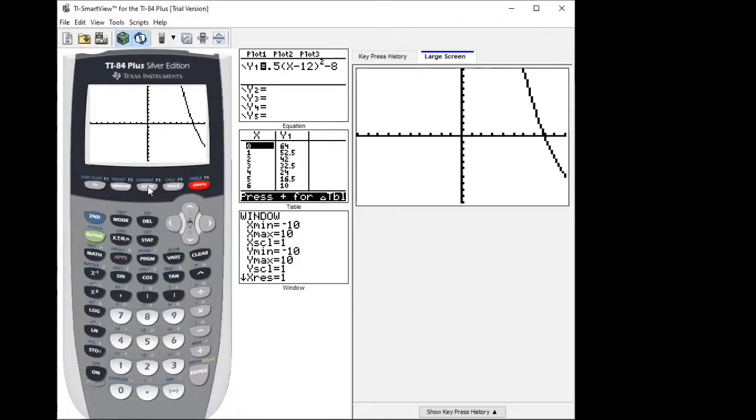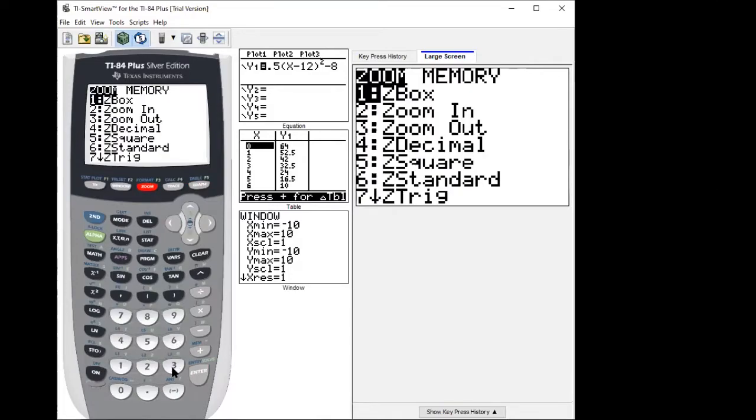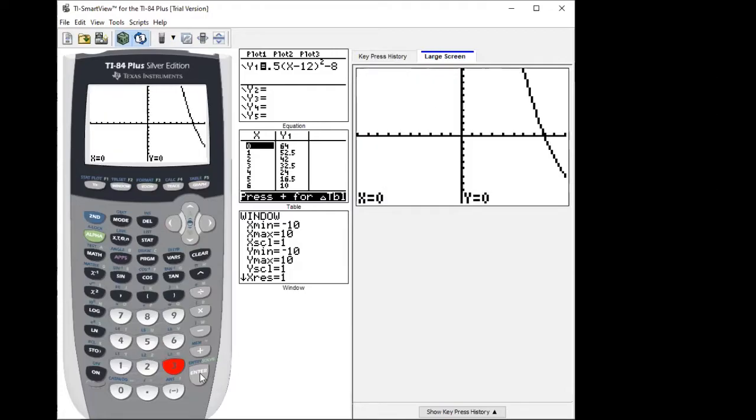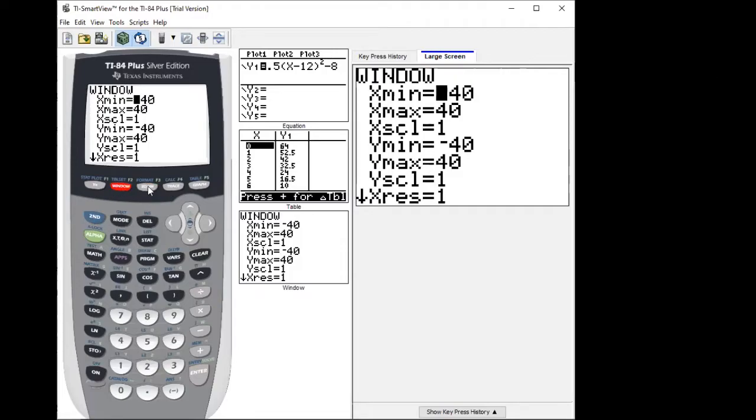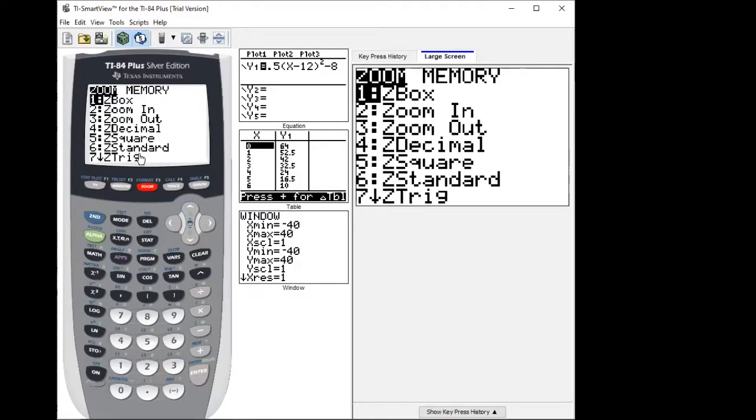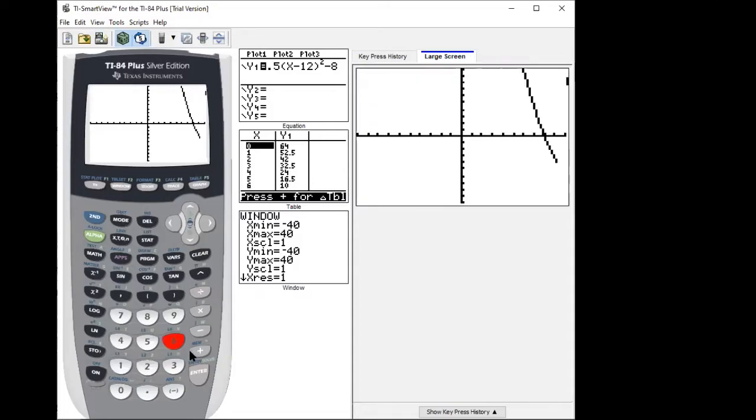Now, you could be a primitive Neanderthal and hit zoom, and you can hit number 3, which is zoom out, and then you just hit enter here. And it's going to show you, oh, there it is. Don't do this. I never, ever do this, all right? I always want the window. If you want to mess with the window, go to where it says zoom and press 6, Z standard, and put the window back the way it was. And I'm going to show you how to do this correctly.